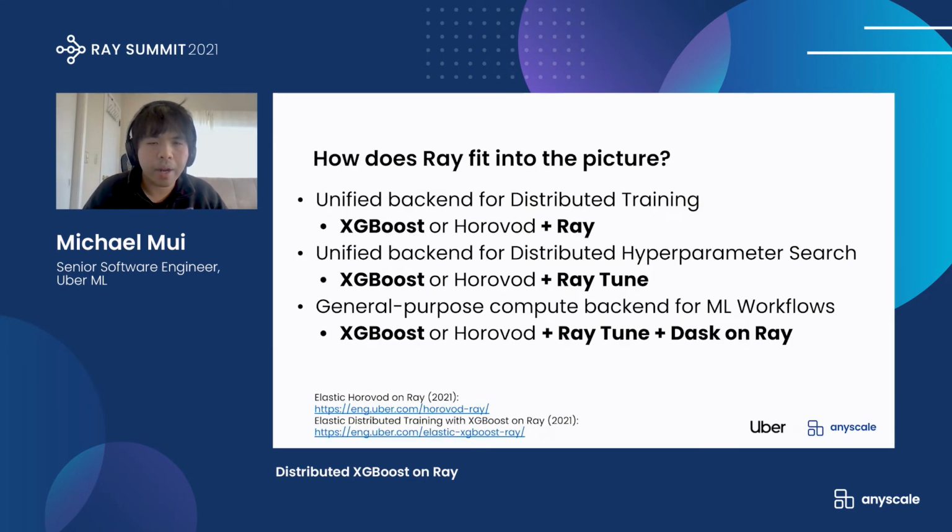So at Uber, how can Ray help us out with some of the problems we just talked about? On a very high level, first, a unified backend for distributed training. Recently we released Elastic Horovod on Ray, which allows us to get the fault tolerance and auto-scaling properties to operationalize elastic deep learning. Ray takes care of the dynamic resource allocation and then the discovery and orchestration of hosts.